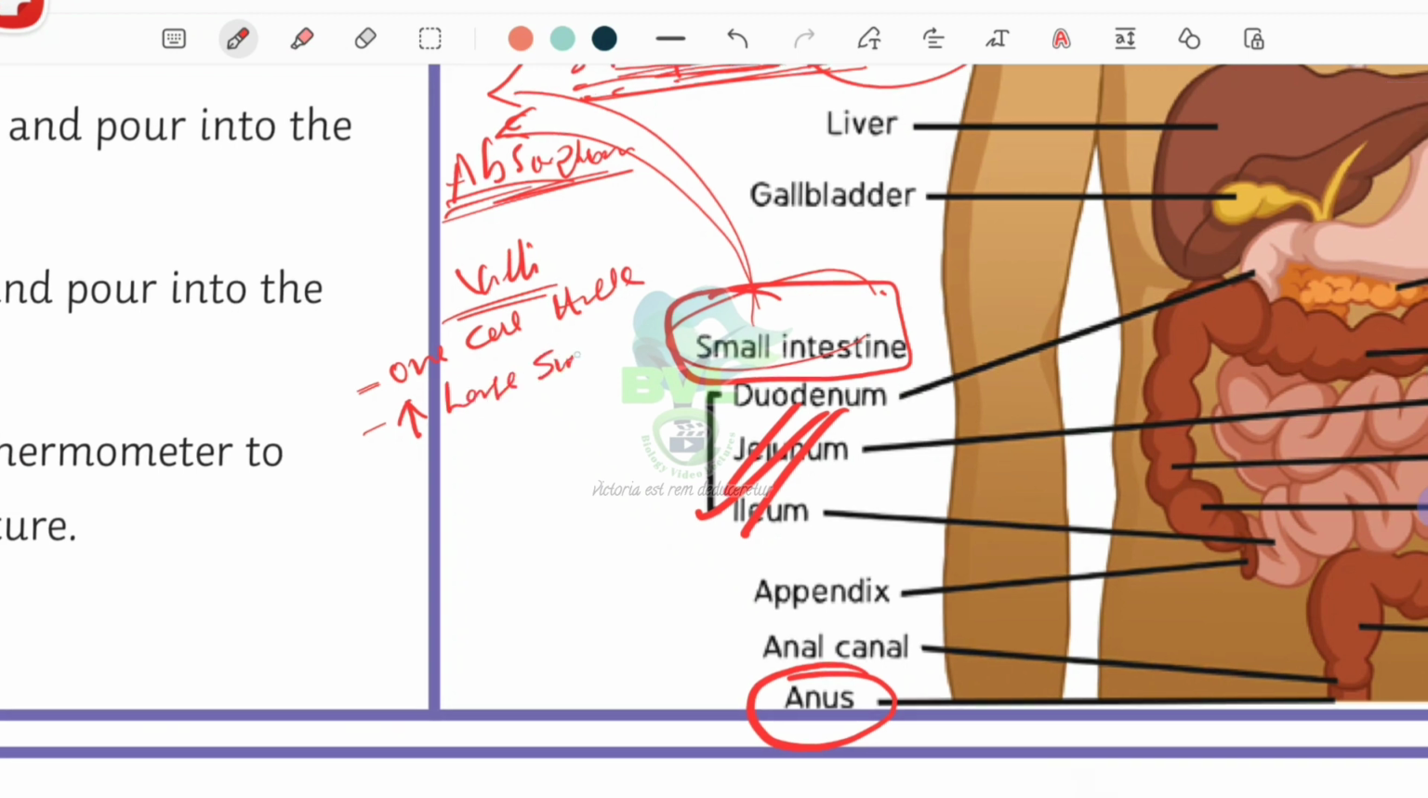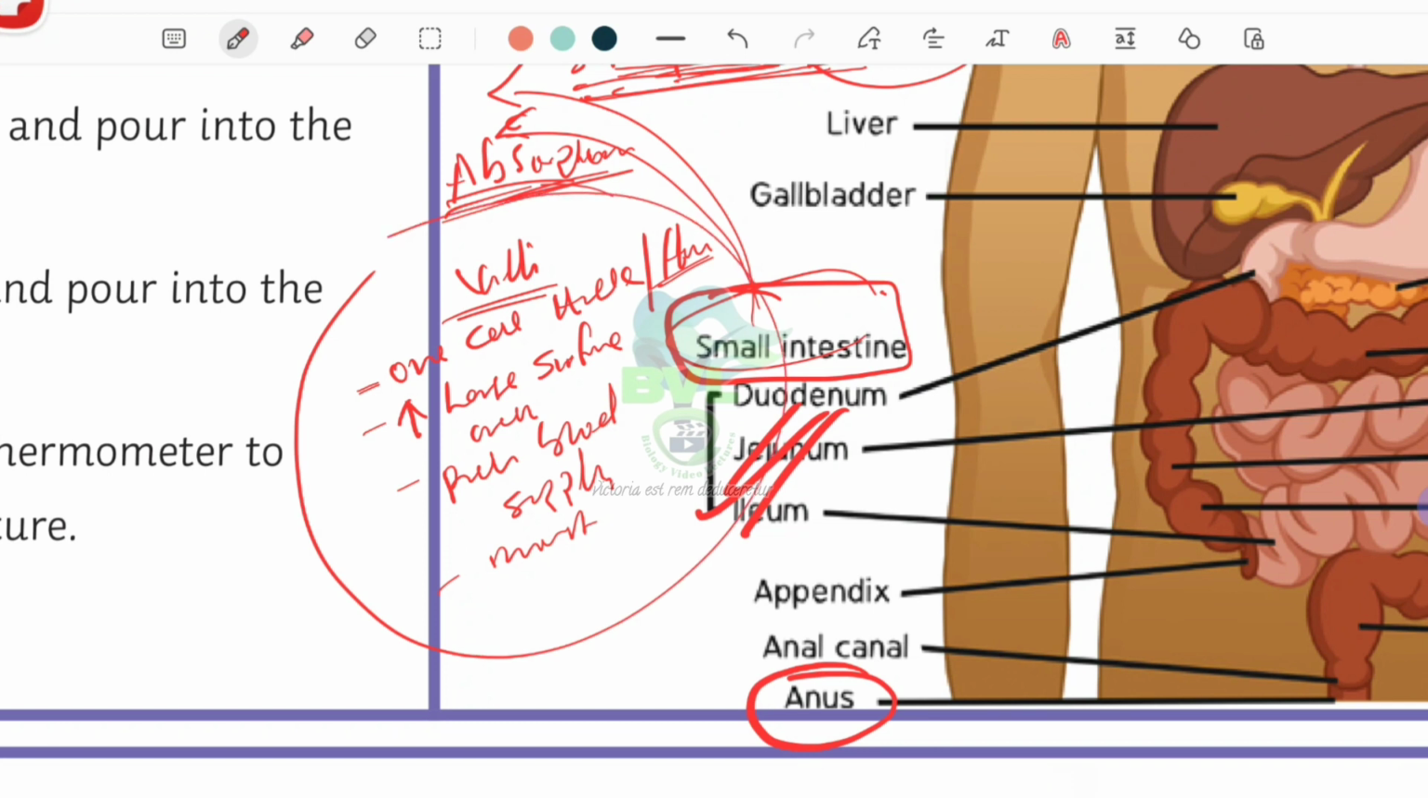Large surface area. It is one cell thick, or you say it is thin, thereby reducing diffusion distance. It has a rich blood supply. And the surface is also moist. So these are the features that make the small intestine able to do what it does.